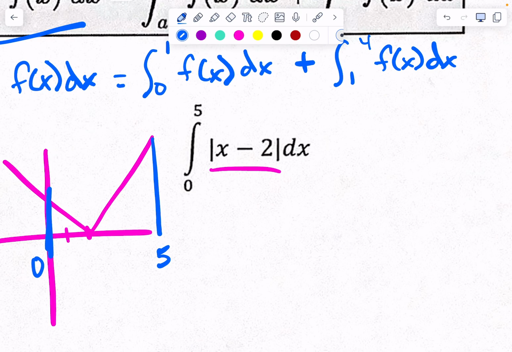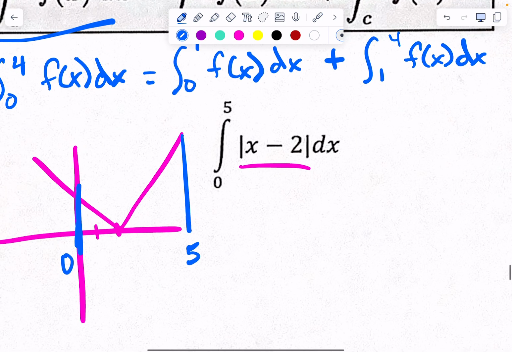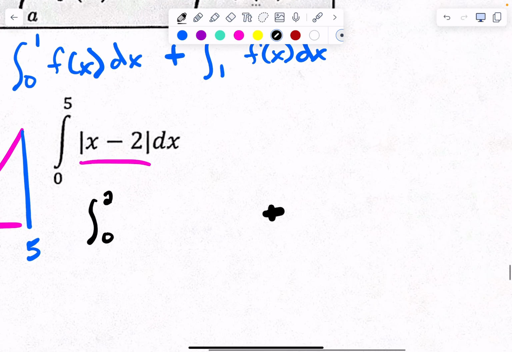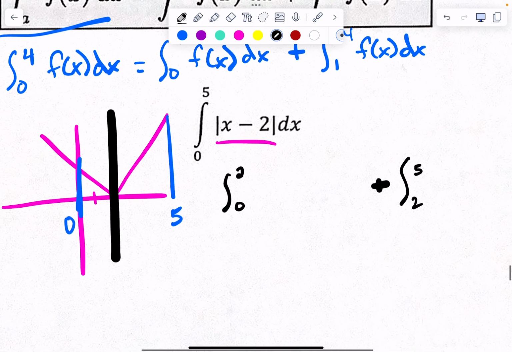Here's what I'm going to do instead. I don't know how to take the antiderivative of an absolute value. So I'm just going to look at this as 2 separate functions, and I'm going to chunk it right here in the middle. I'll find the antiderivative from 0 to 2, and then add that to the area from 2 to 5. Do you see why I chunked it from 0 to 2 and 2 to 5?